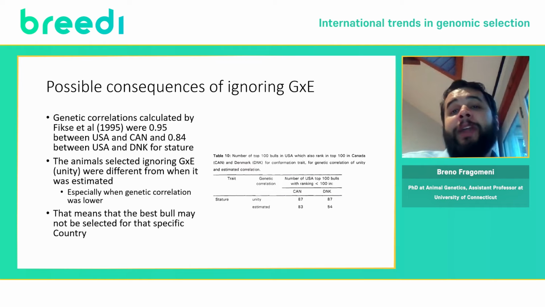And what happened was that when they ignored GBI, the number of animals, especially between US and Denmark, decreased. So maybe we lost more than 40 animals in the top 100 that were not going to be ranked, which means that we may be including animals that are not the best and also ignoring animals that are the best because we're ignoring this very important value. That means that the best bull for Denmark for stature is not necessarily the best bull for the US for stature. And that is possible to correct if we have data for it.